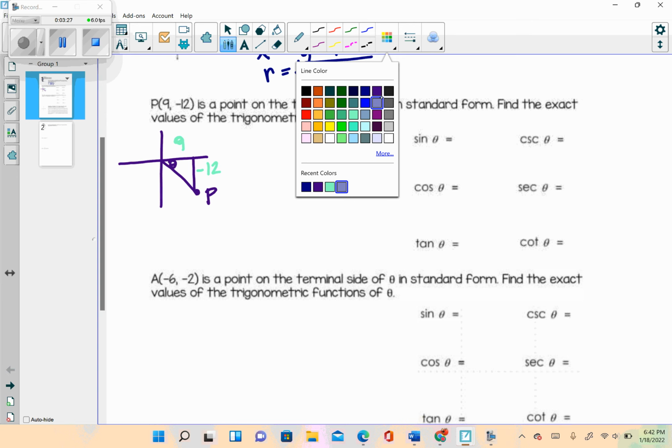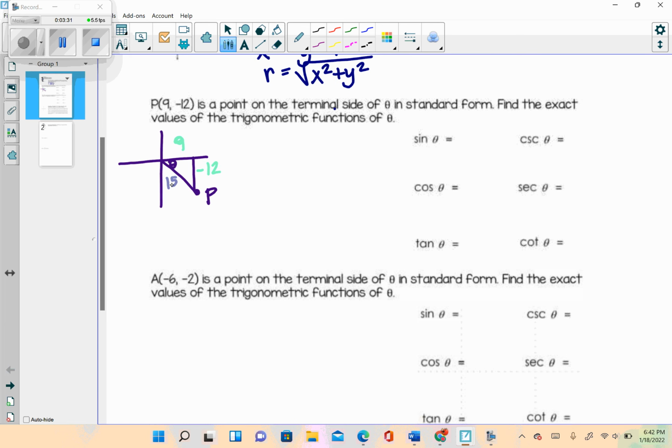So you should get 225. Square root of 225 is 15. Your radius will always be positive. Make sure you're listening to me when I say that. Your radius will always be positive. Now, all we're doing is finding the six trig functions based off this triangle.